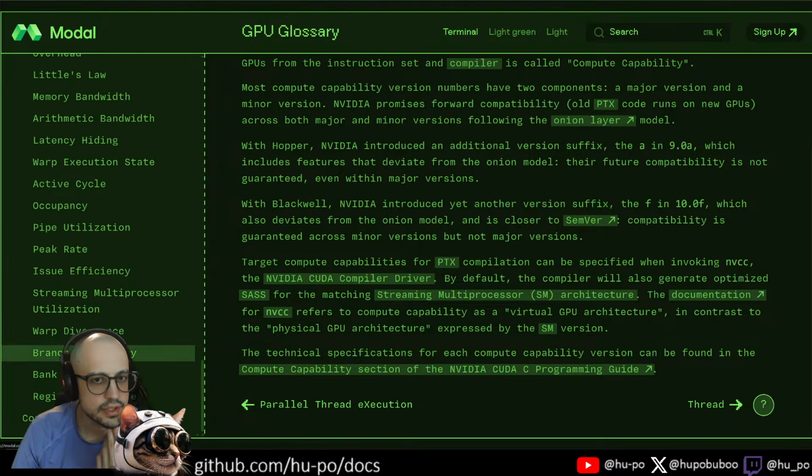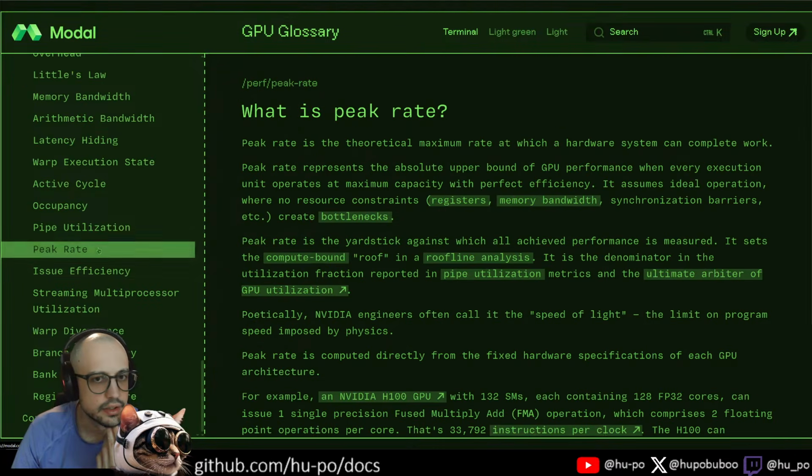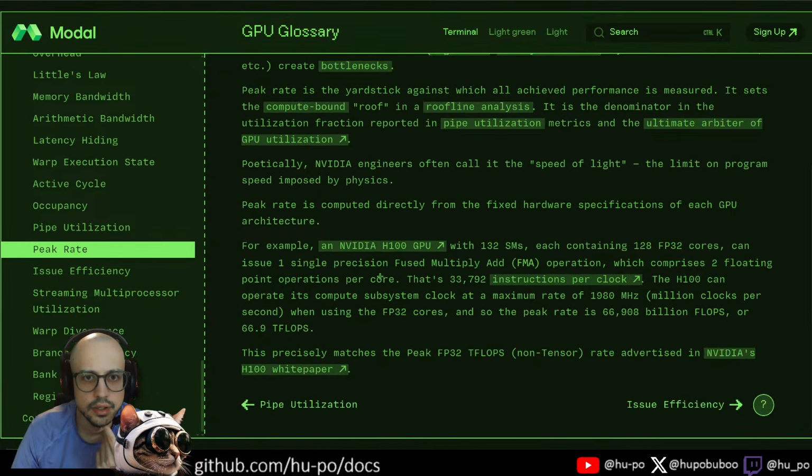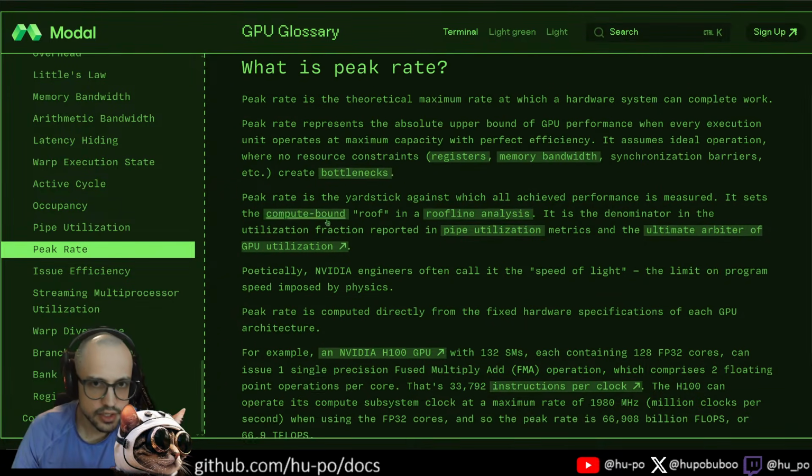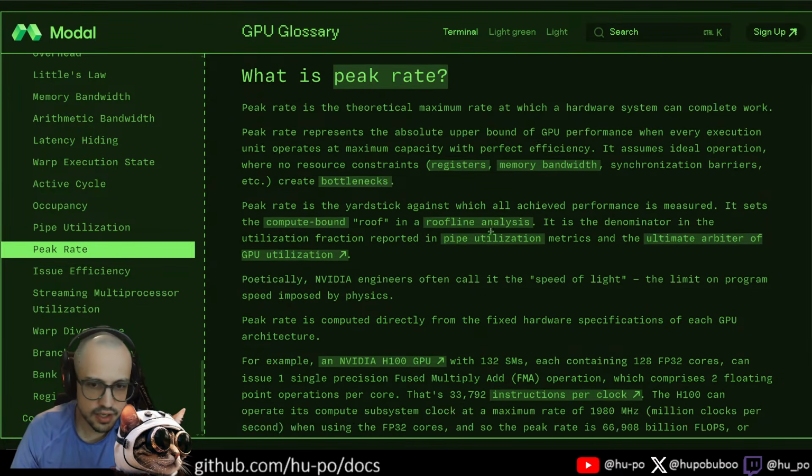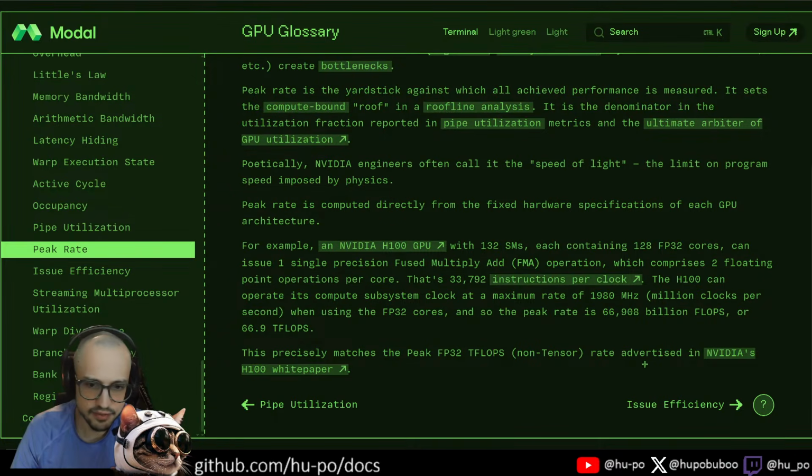There's a couple other things that I wanted to think about here. Yeah, here's an interesting peak rate. This is the number that you see on, for example, NVIDIA's pages, right? The NVIDIA H100 GPU with 132 streaming multiprocessors, each containing 128 FP32 cores, can issue one precision fused multiply add, right?